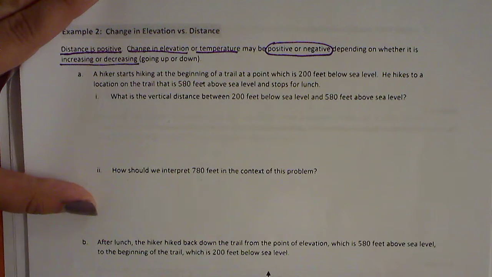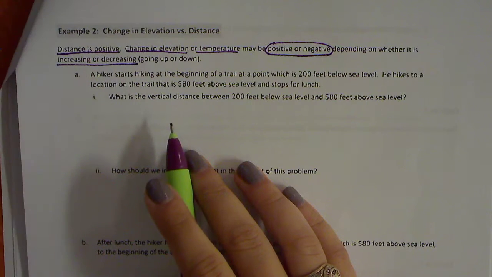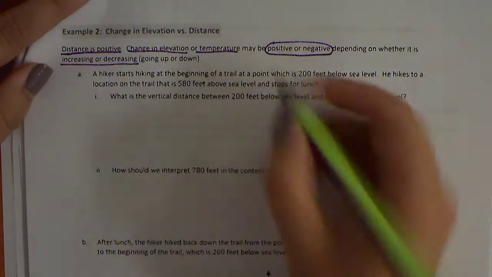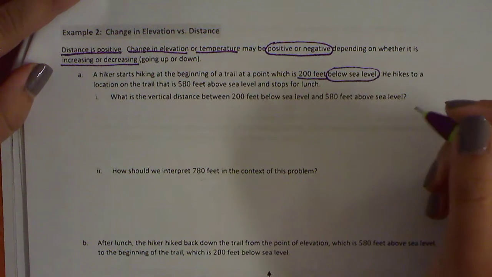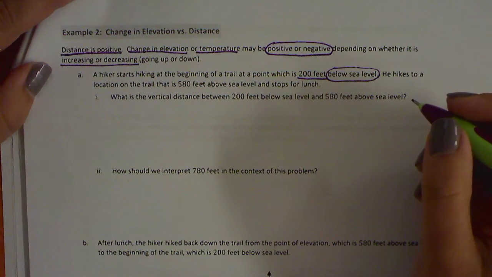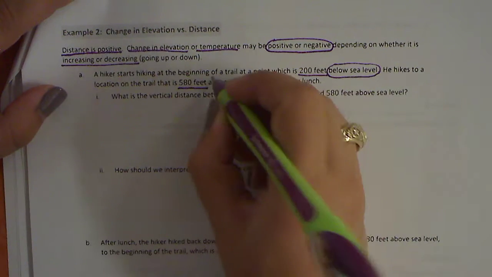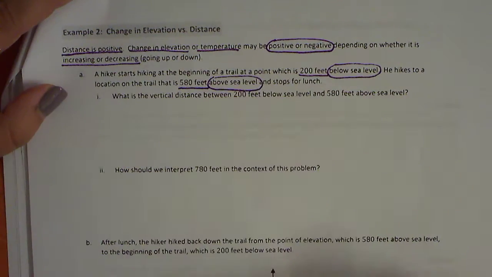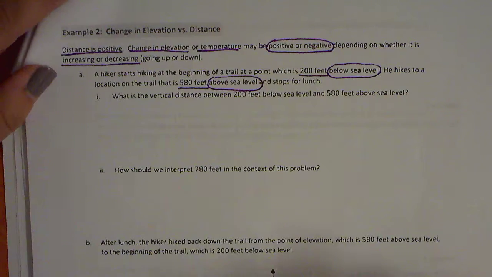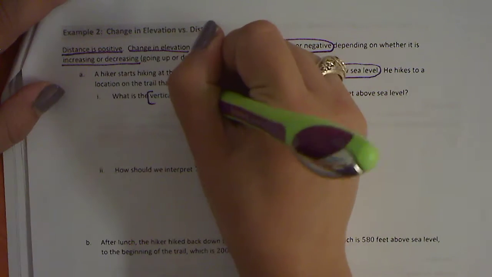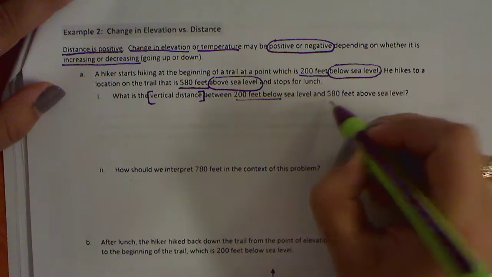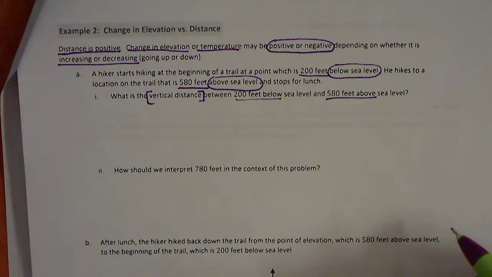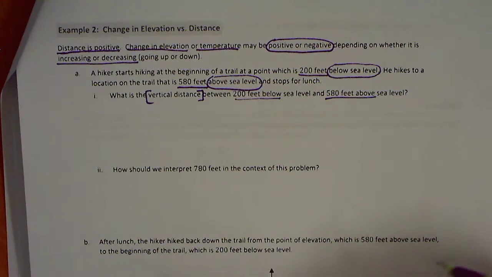Part A. A hiker starts at the beginning of a trail at a point which is 200 feet below sea level. 200 feet below sea level. He hikes to a location on the trail that is 580 feet above sea level and stops for lunch. What is the vertical distance between 200 feet below sea level and 580 feet above sea level?